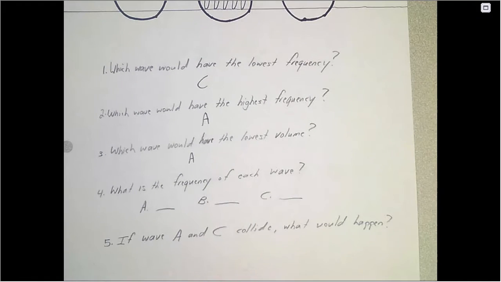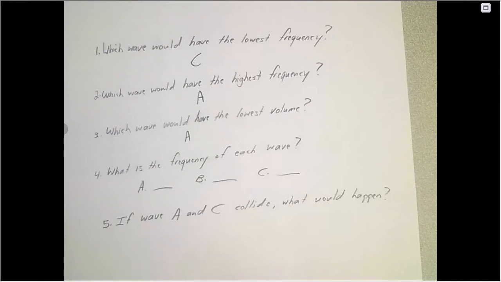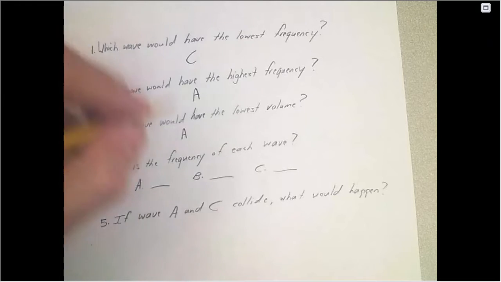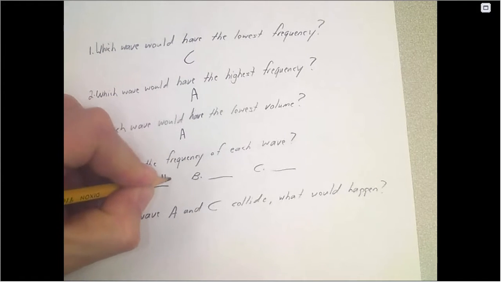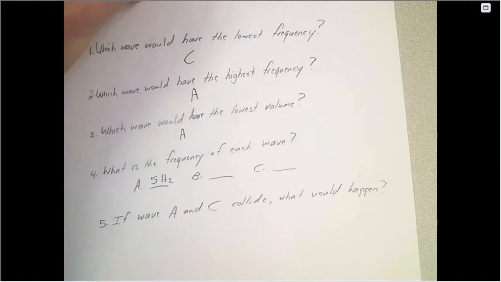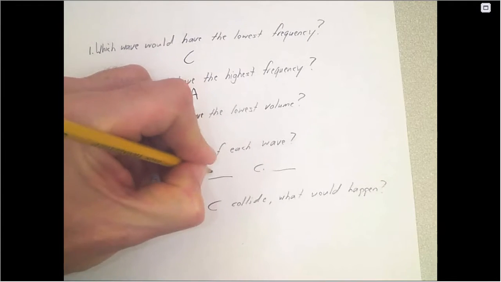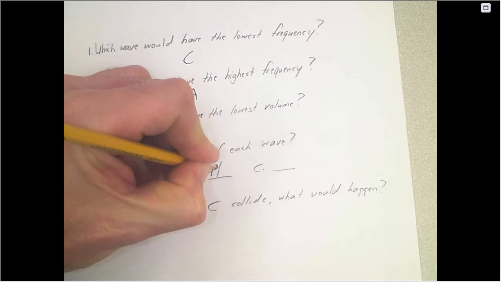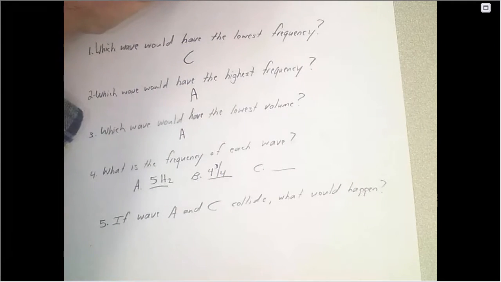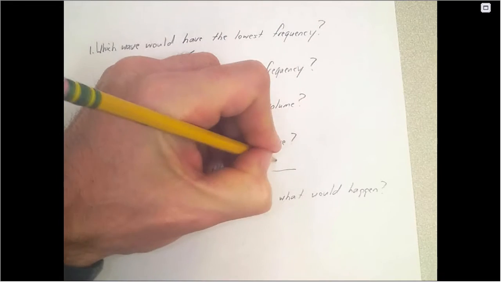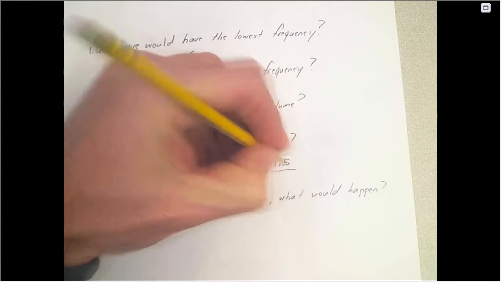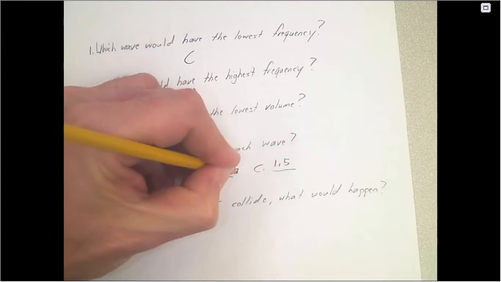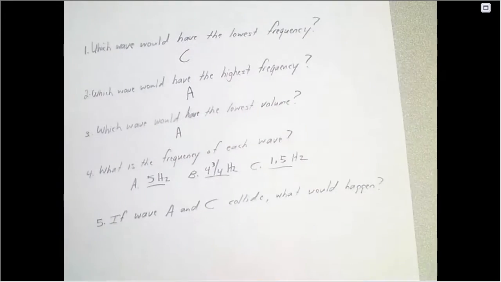Okay. Number 4, what is the frequency of each wave? Well, we said that this one was 5 hertz. We said this one was 1, 2, 3, 4, and maybe 3/4. Not quite 5. And we said this one was 1, maybe and a half. It's not quite a half, but we'll call it that. Close enough.